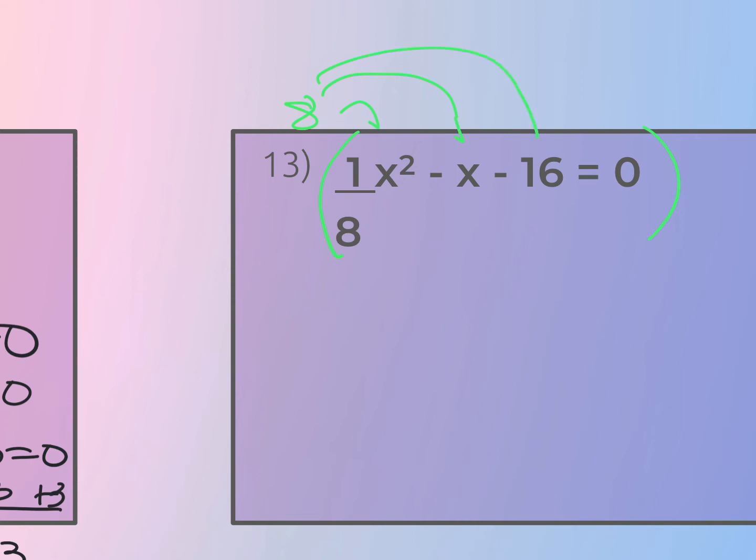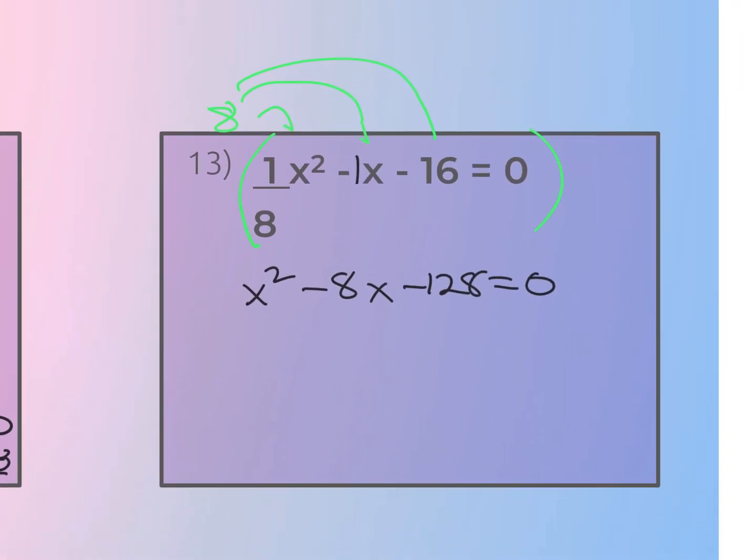So the first one, it just makes the 1/8 cancel, so I'm left with x squared. And then I'm going to multiply 8 times the 1, and it's negative 8x. But then I have to do 8 times negative 16, and I get negative 128. Honestly, finding the factors of negative 128 is a lot better than trying to factor with a fraction. So now I need to figure out what the factors are of 128.